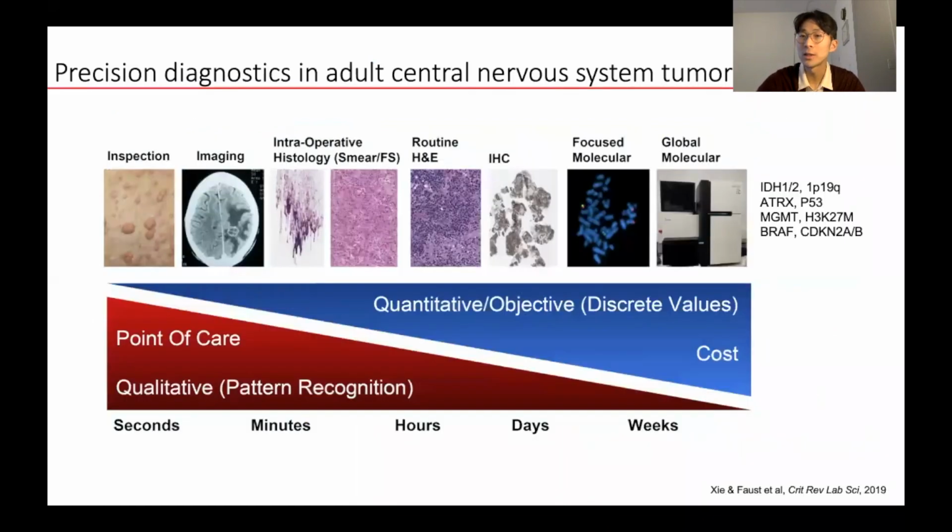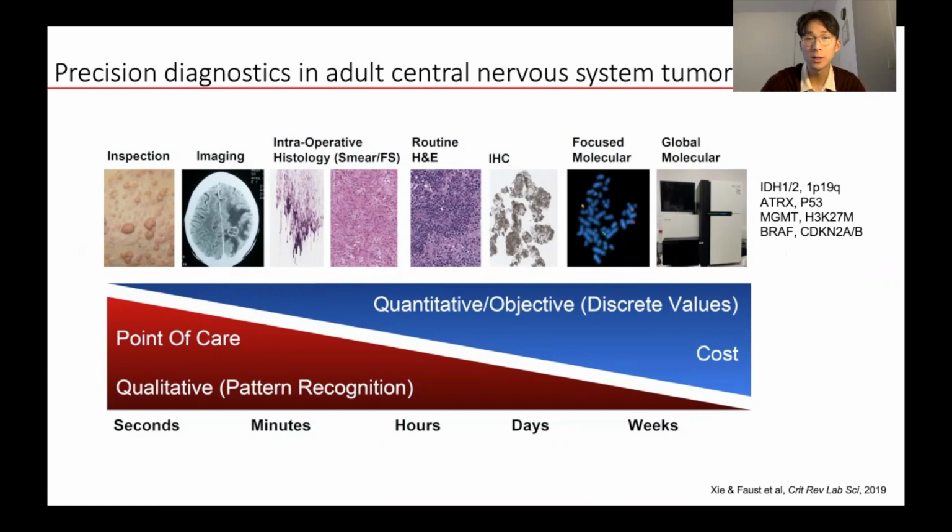There are a number of ways we can diagnose central nervous system tumors, and at the point of care, we have inspection and radiology imaging, such as CT and MRI scan. And the pros of this is that it has a very quick turnaround. On the other side of the spectrum, we have molecular tests such as next generation sequencing. And while this is extremely precise and objective, the downside of this is that it may take up to weeks, and it could also be expensive as well.